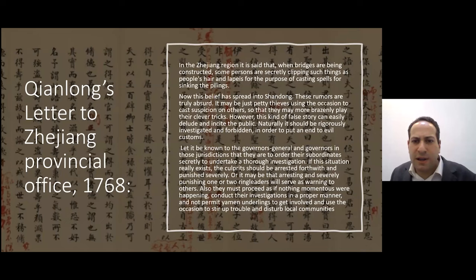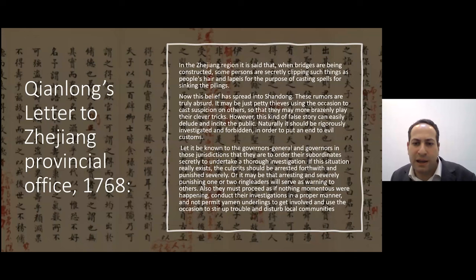It may be just petty thieves using the occasion to cast suspicion on others so that they may more brazenly play their clever tricks. However, this kind of false story can easily delude and incite the public. Naturally, it should be rigorously investigated and forbidden in order to put an end to evil customs. Let it be known to the governor generals and governors in those jurisdictions that they are to order their subordinates secretly to undertake a thorough investigation. If this situation really exists, the culprit should be arrested forthwith and punished severely.